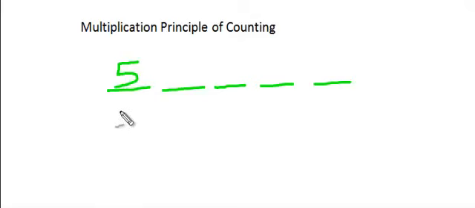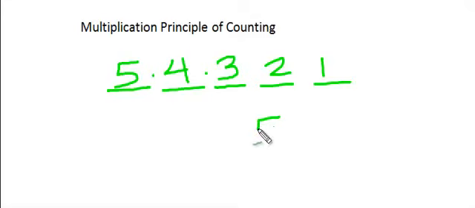So we're going to use the multiplication principle of counting. If we have 5 objects, in our first slot we have 5 choices. Then we have 4 choices left for the second, 3 choices left for the third, 2, and 1. And this is the multiplication principle of counting. This is also 5 factorial. This will tell you, if you have 5 objects, how many different ways that you could arrange them.